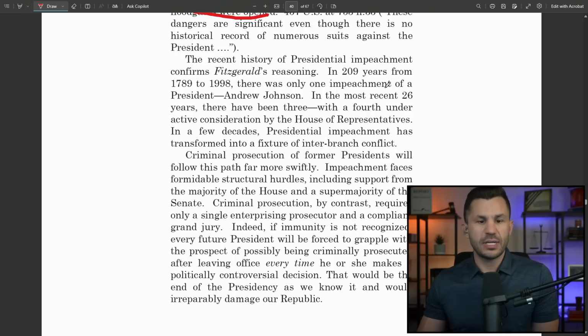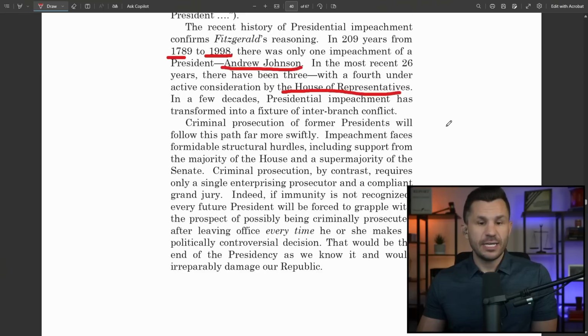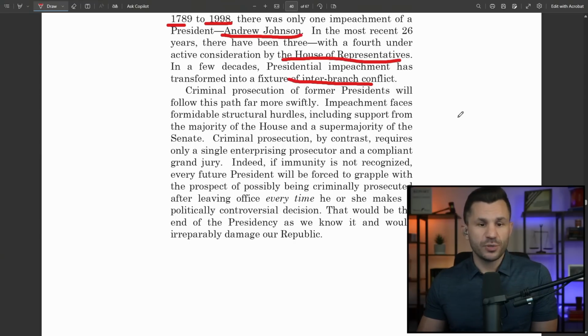In 209 years, from 1789 to 1998, there was only one impeachment of a president, Andrew Johnson. That's it, until 1998. Now, in the most recent 26 years, there have been 3, with a 4th under active consideration by the House of Representatives. Trump got 2 of those. In a few decades, presidential impeachment has transformed into a fixture of interbranch conflict, right? So our politics have entered a new realm. Now it's impeachment and litigation. Criminal prosecution of former presidents will follow this path much more swiftly.